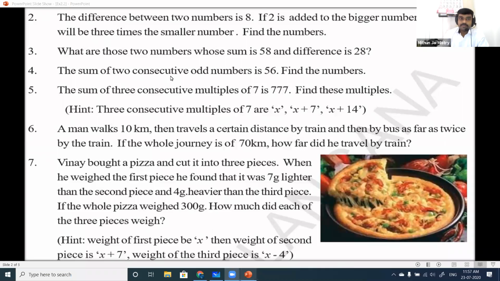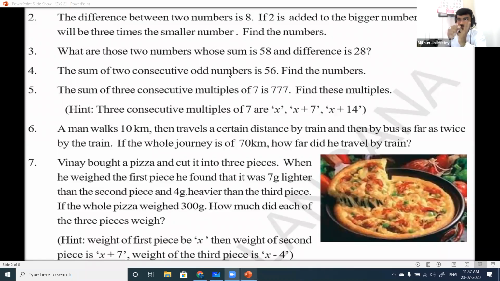But we want not just consecutive numbers. We want consecutive odd numbers. Generally, what are the odd numbers? 1 is an odd number. What is the next odd number? 3. What is the next odd number? 5. What is the next odd number? 7.